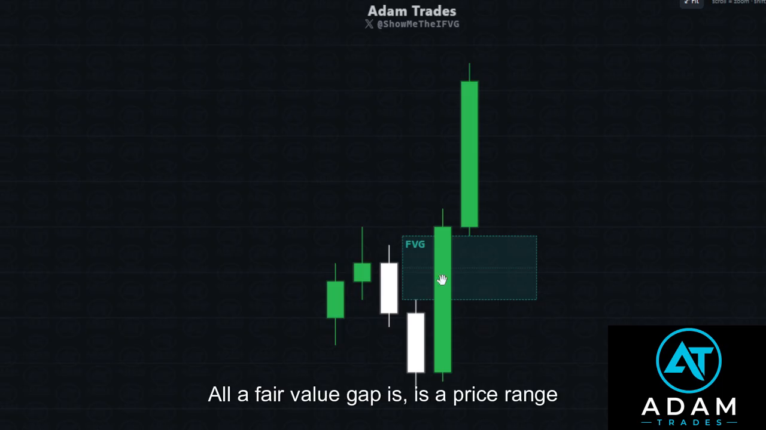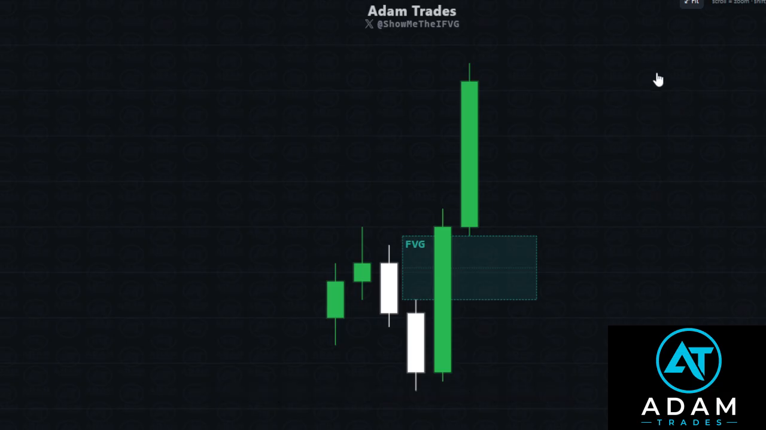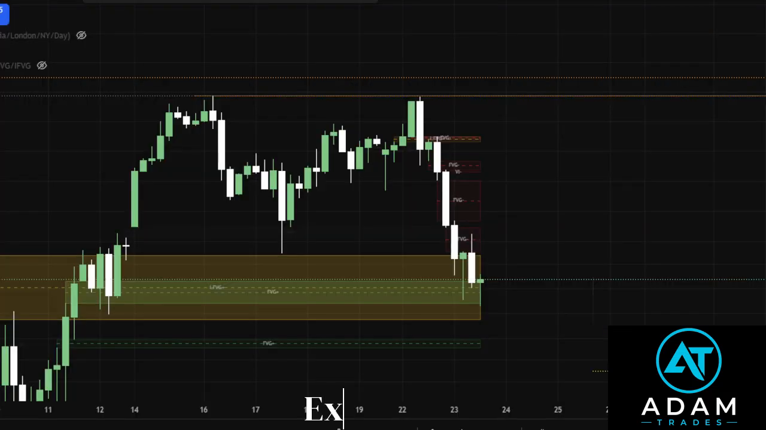All a fair value gap is, is a price range where the market moved so fast that no fair two-sided trade ever happened. It's an imbalance or an inefficiency. Price oftentimes wants to go back to fair value gaps, but not all of them. So we'll go into the charts. I'll show you how to spot a fair value gap, and I'll also explain how to determine which ones to focus on.